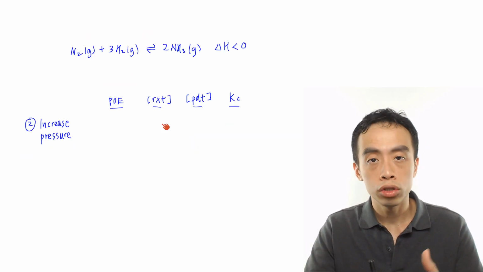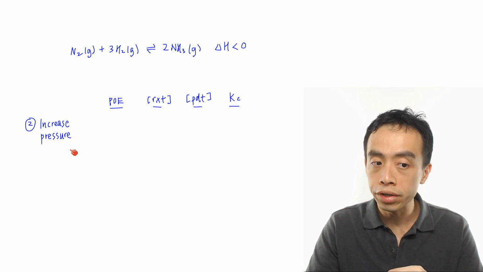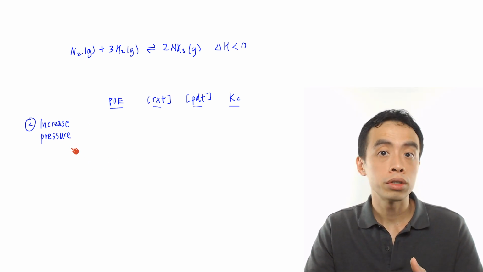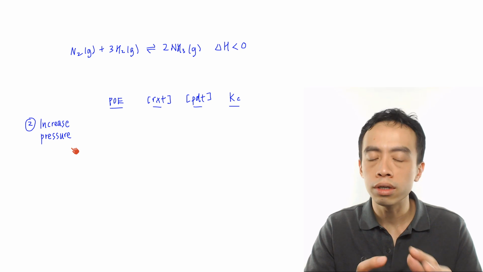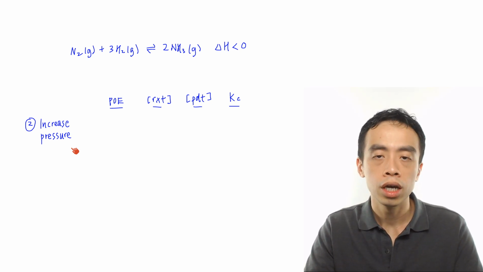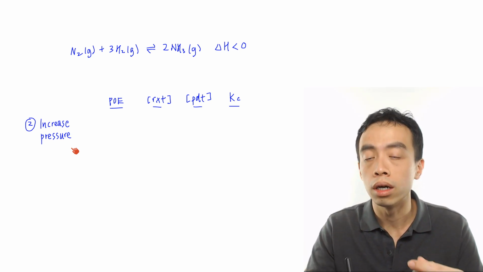Now let's look at the second change imposed. What happens if I increase pressure? Now if I increase pressure, does the system like this increase in pressure? Same thing, it doesn't like this increase in pressure. What it tries to do is lower the pressure.